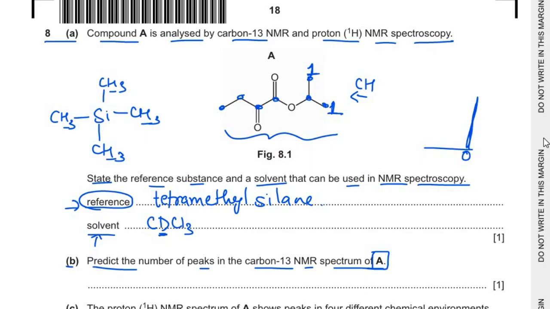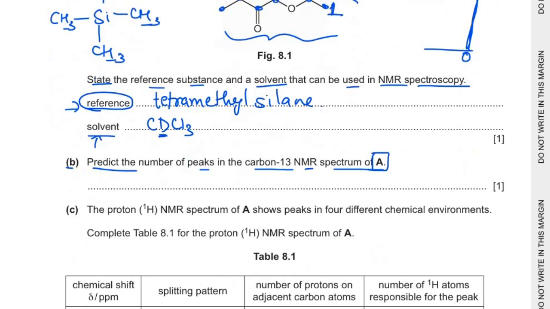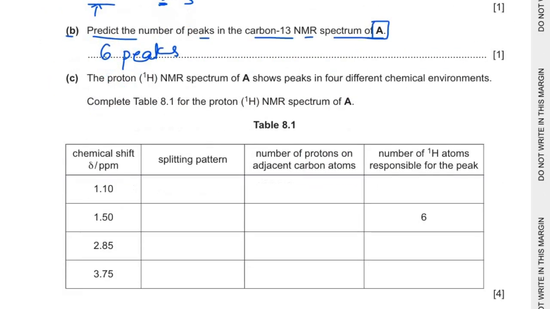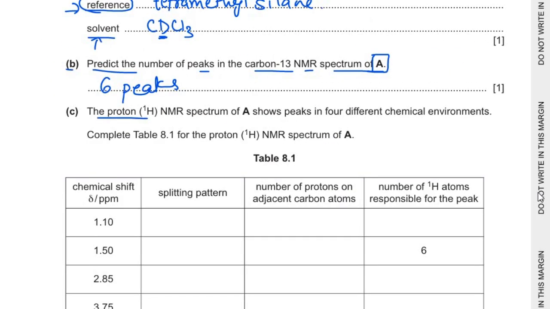The remaining carbons are all in different environments. So out of 7 carbons, the peaks we get in carbon 13 will be 6 peaks. If we count again, this is going to produce one peak, second, third, fourth, fifth and sixth peak of all these carbons. So 6 peaks will be produced. Now the proton NMR spectrum of A shows peaks in 4 different chemical environments. Complete table 8.1 for the proton NMR spectrum of A.